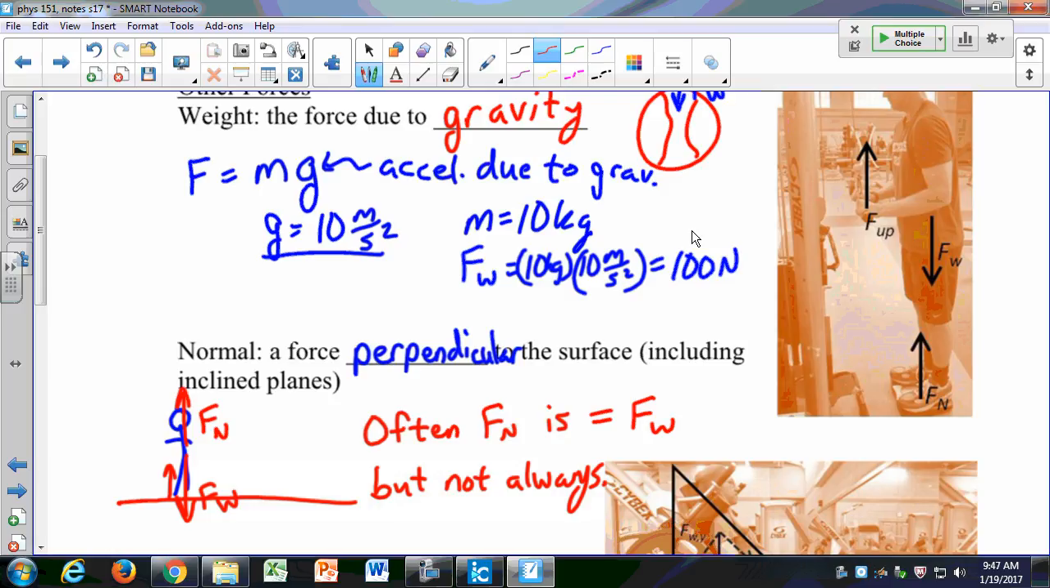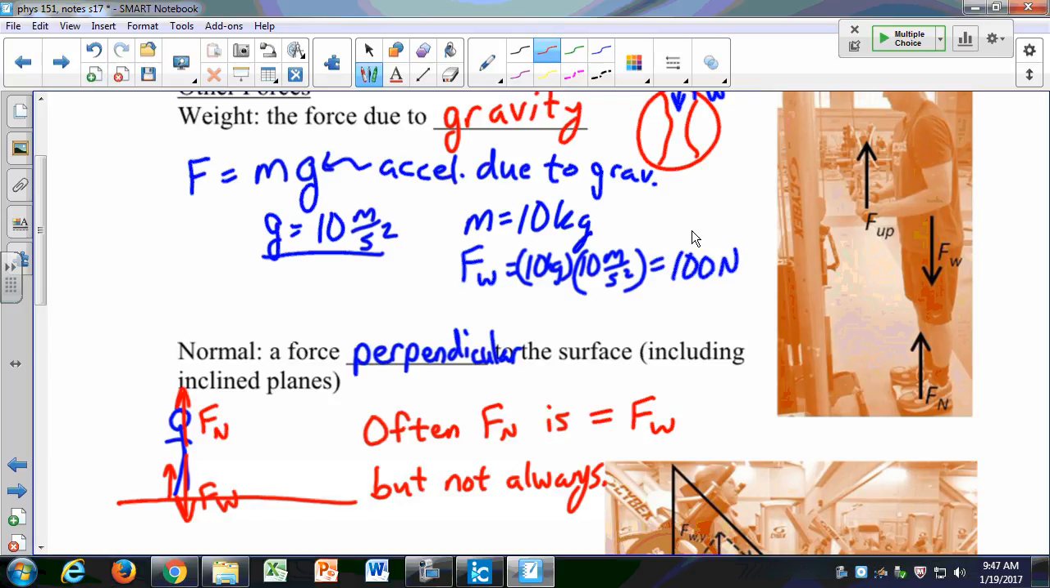This is a pulley push-down machine over in the rec center, and I have the normal force pushing up, the weight, and then I have this additional force. Is my normal force here going to be bigger, smaller, or equal to the weight? Don't answer that, but we're going to think about it, okay?